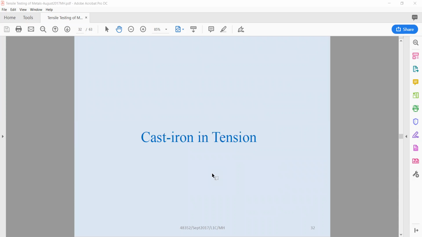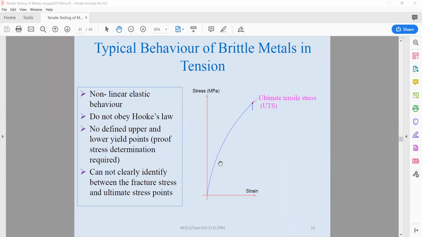If we see cast iron, it's different. Cast iron is a high carbon metal. There is high carbon content in cast iron, and the behavior is different. All the test processes are the same, but the stress strain behavior of the sample, as you see, is curved. Curved means non-linear. It is curved, non-linear elastic behavior. It does not obey Hooke's law. There is no linear relationship. There is no defined upper and lower yield point. That's why we have to use a proof stress to determine the yield.